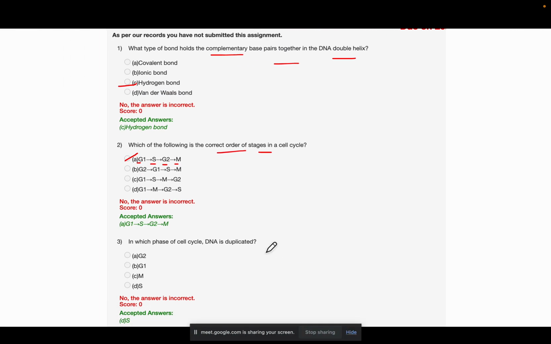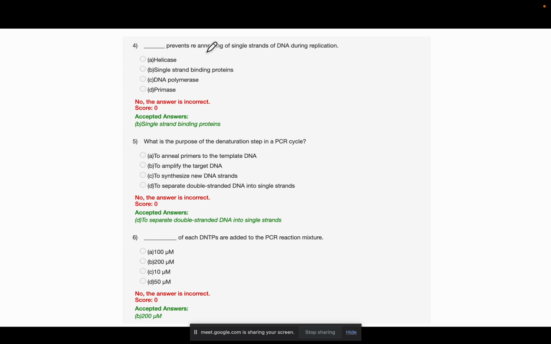The next question is, in which phase of the cell cycle is DNA duplicated? As I was discussing, in S phase the DNA is getting duplicated. Which protein prevents reannealing of single strands of DNA during replication? Single stranded binding protein. This protein binds to the DNA strand and prevents it from coiling with another strand of DNA. So the answer will be SSB proteins.